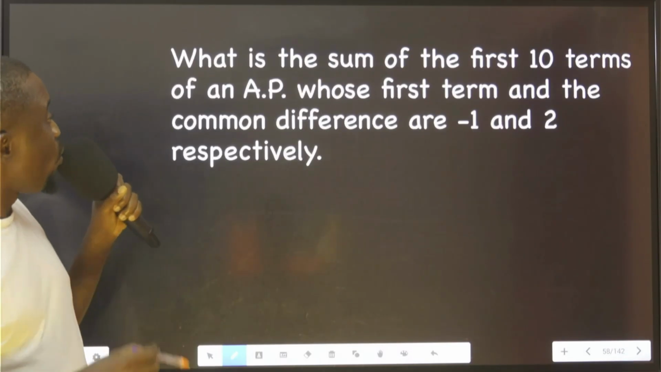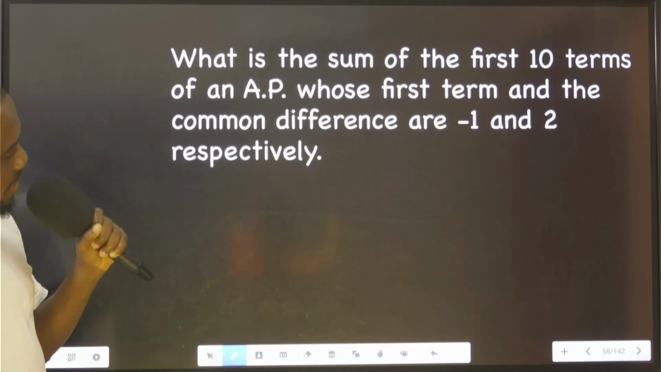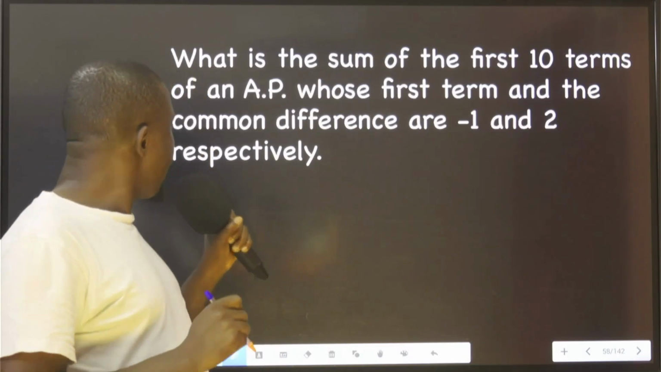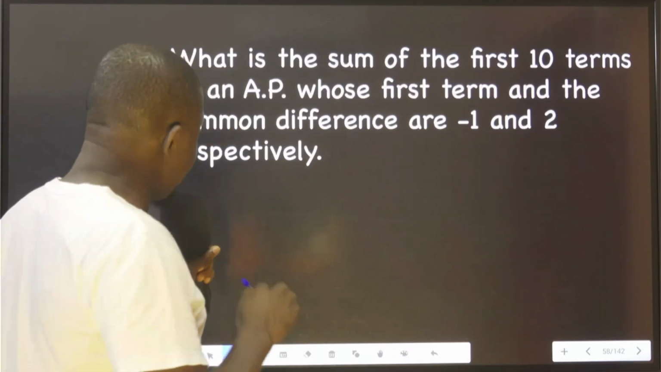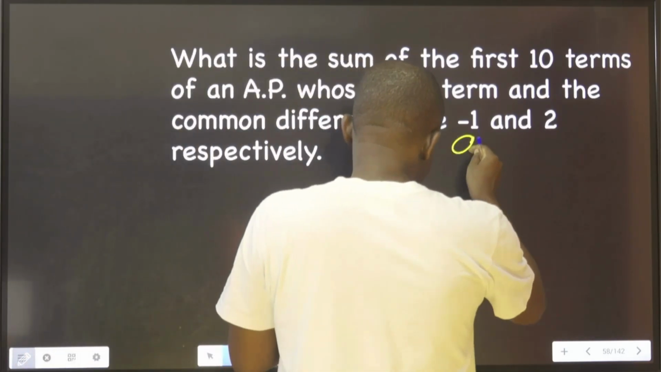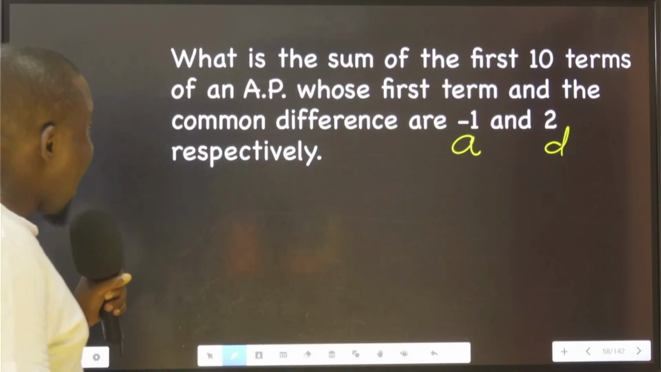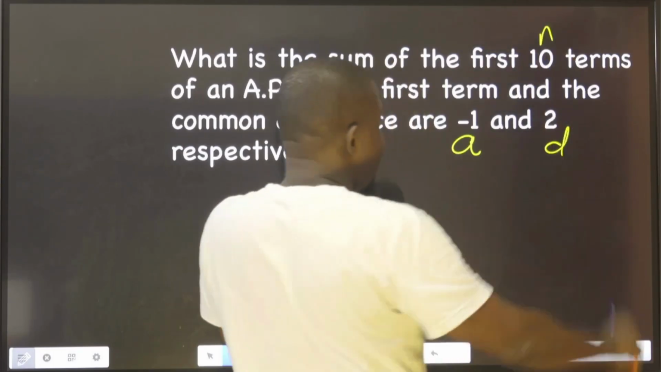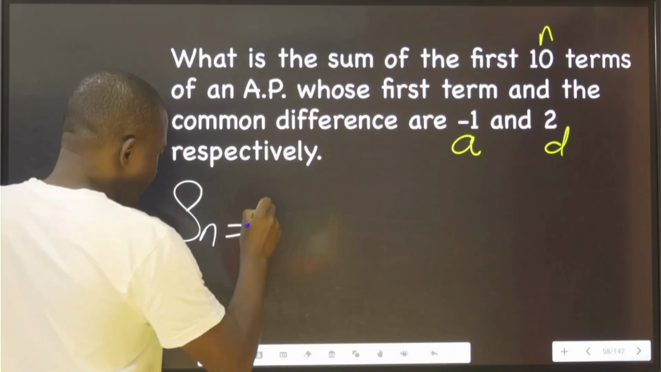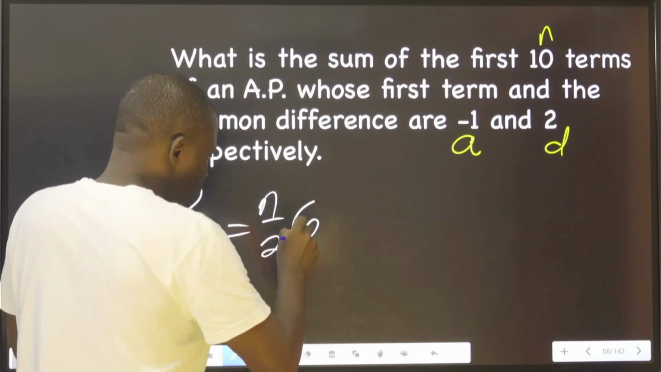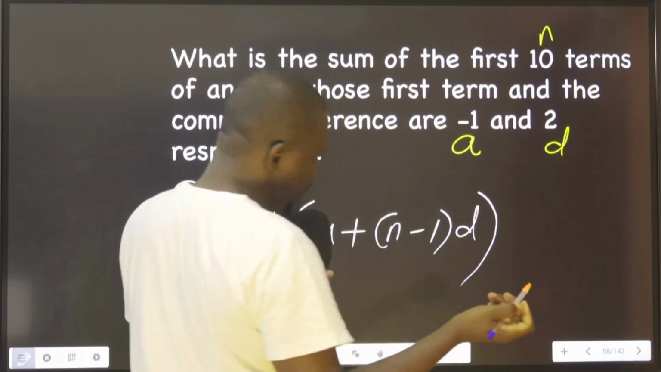It says, what is the sum of the first 10 terms of an AP whose first term and common difference are minus 1 and 2 respectively? It means the first term is this and the common difference is this. We are asked for the first 10 terms. So we're going to do this as n over 2, 2a plus n minus 1 d. Just put out the formula, okay?